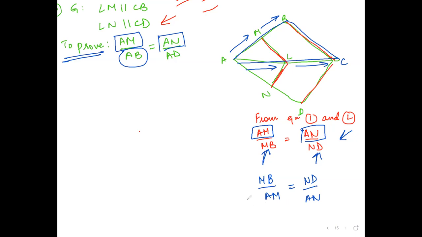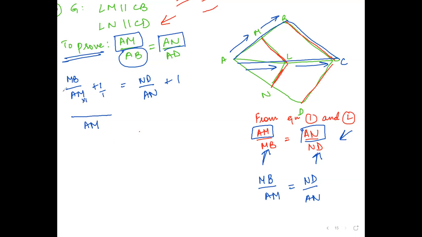Now I'm adding 1 on both the sides. So I get MB upon AM plus 1 is equal to ND upon AN plus 1. I can add the same number on both sides, doesn't matter, the equation doesn't change. Now I take LCM. If I take 1, it means I have 1 in the denominator, right? So AM and 1 will give me LCM AM.